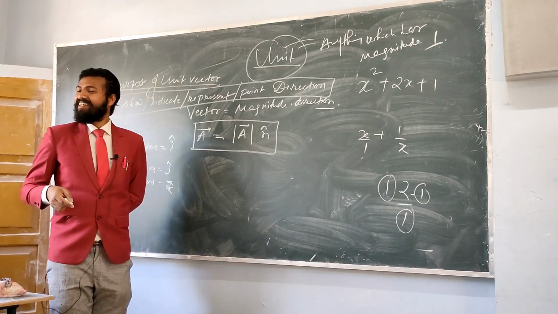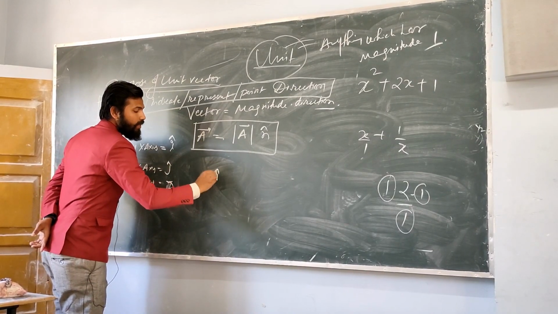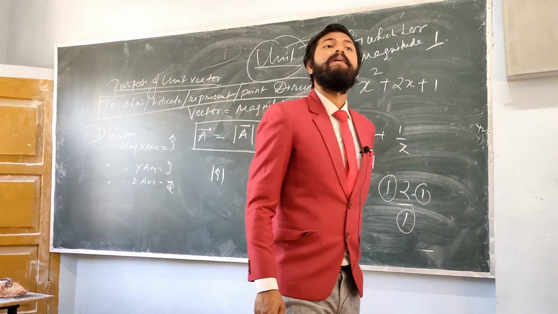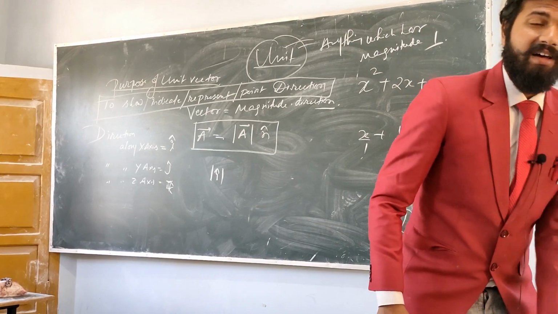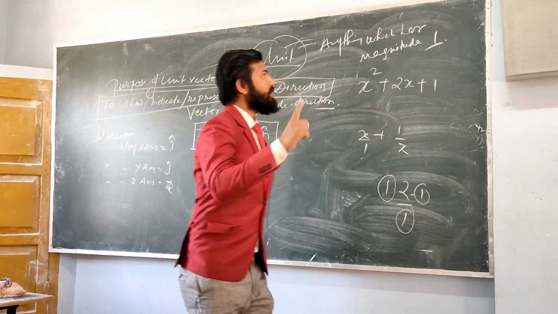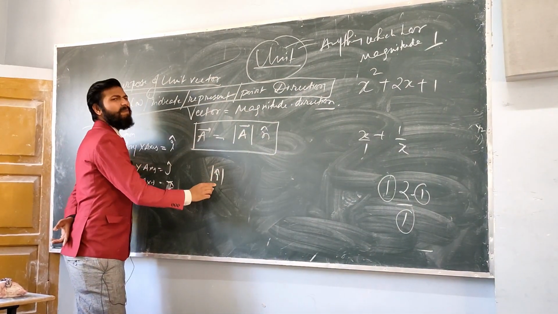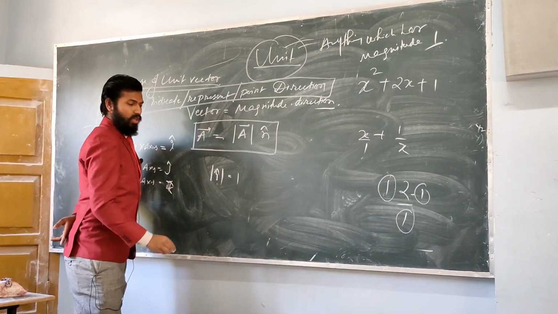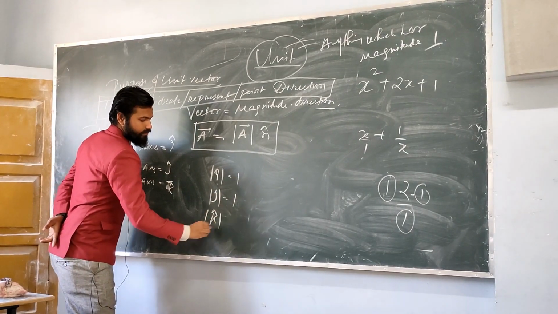Understood? Now my dear, listen now. If I ask you, is unit vector a vector? Yes, unit vector is also a vector, but its magnitude is 1. Unit vector has a magnitude 1. Remember this thing. So if I ask you, what is the magnitude of i cap? 1. What is the magnitude of j cap? 1. What is the magnitude of k cap? 1.